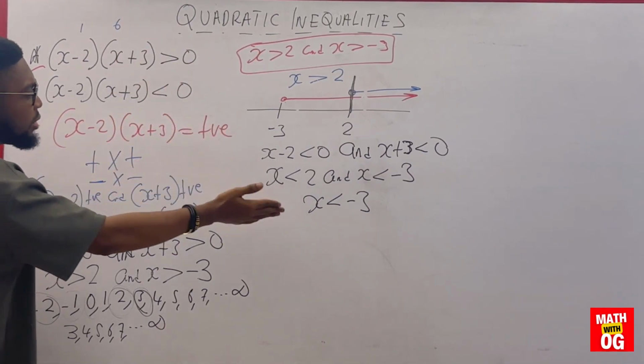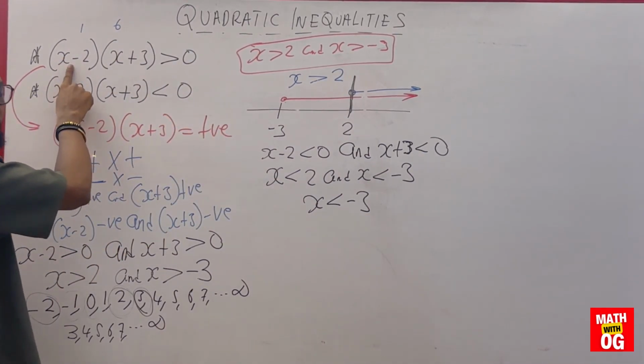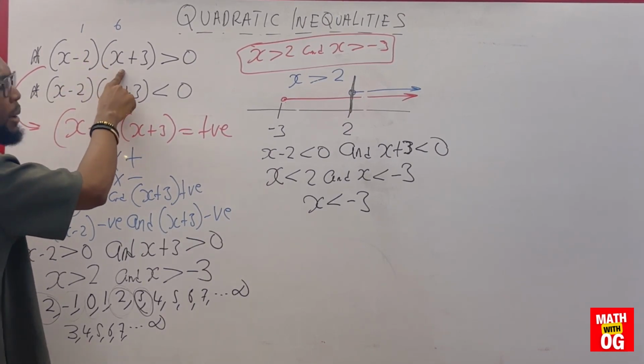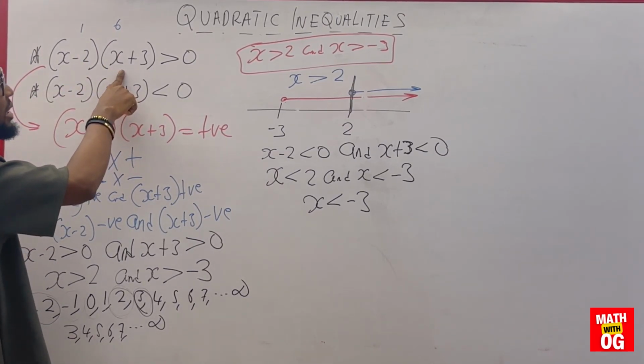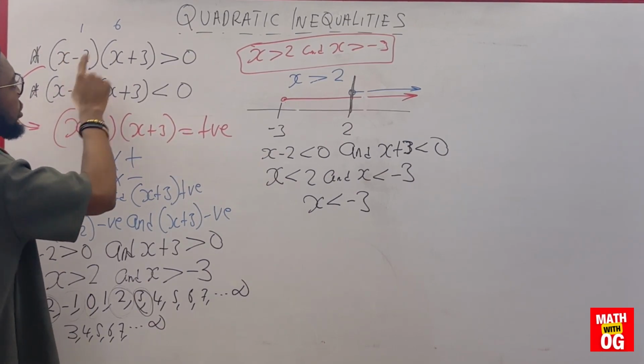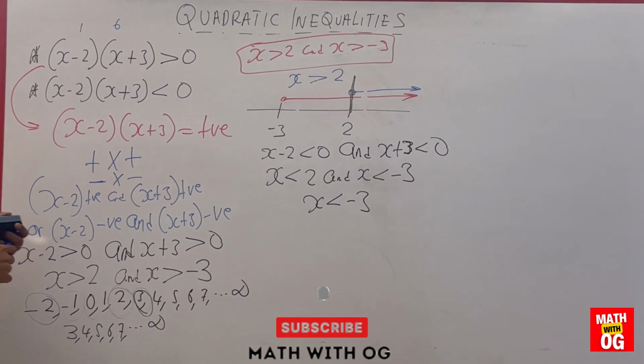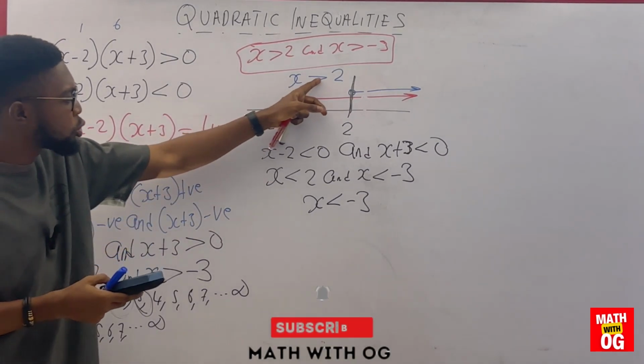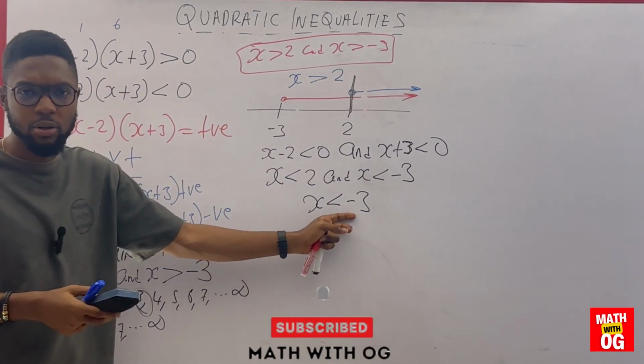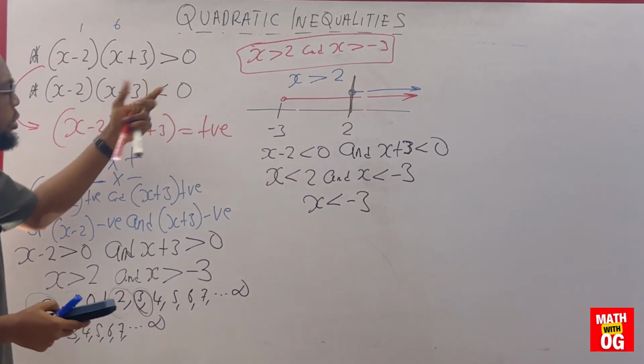Pick another bigger value less than minus 3. Your minus 10 here will give you a minus 12. Your minus 10 here will give you a negative 7. Your negative 12 times your negative 7 will give you a value greater than 0. However, if you pick any value that is not greater than 2 and not less than minus 3, you see that you'll be getting answers not greater than 0.